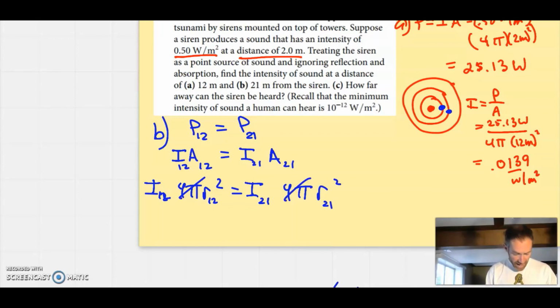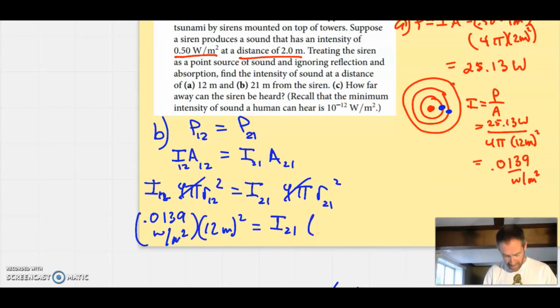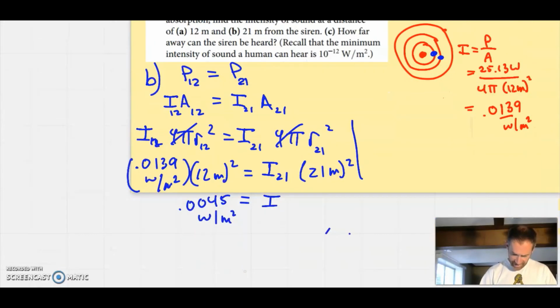You see that? And so now I could say that the intensity that I had before, 0.0139 watts per square meter, times the radius of 12 meters squared, is equal to the intensity, that's the answer we want, times the radius at 21, which is 21. And so if you go ahead and multiply the left side and then divide by the 21 squared, you will get the same thing as if you had just put the 21 in there. 0.0045. Notice how it's a lot less intense than it was at 12. Well, it should be. Now in part C, and I think part C is pretty neat.